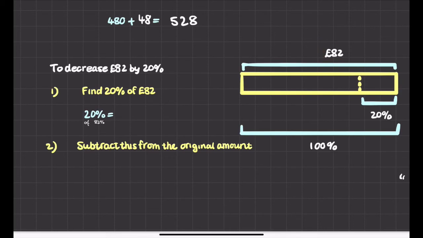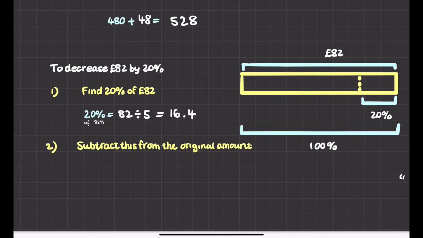So 20%, that is the same, isn't it, as a fraction. 20% is 1/5. So if I wanted to know what 20% is of something, I could divide it by 5. So I'm going to do 82, and I'm going to divide this by 5. And that's going to give me 20%. So 82 divided by 5 is 16.4.